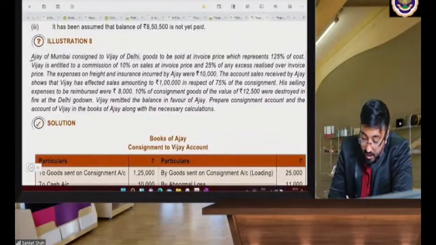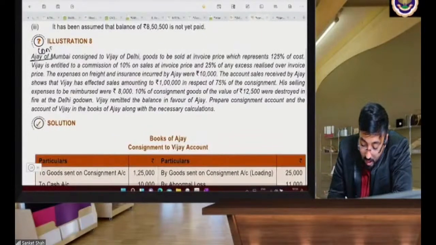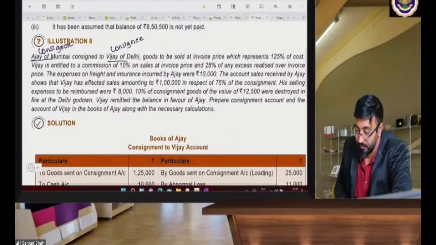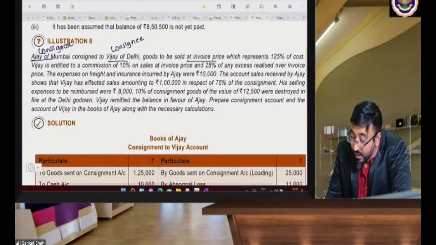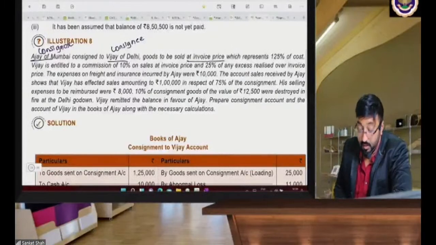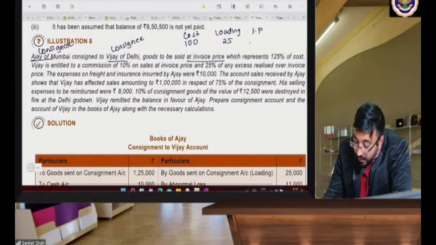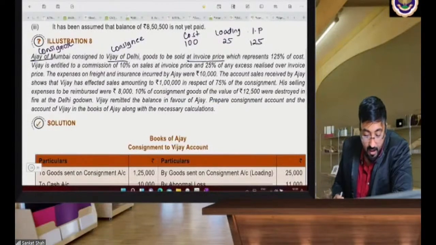So, beta, Ajay is your consignor, you can write over there. Vijay, very good, is the consignee. To be sold at invoice price. Now, this is a hint of this question. So, if cost is 100, loading is 25, and invoice price is 125.